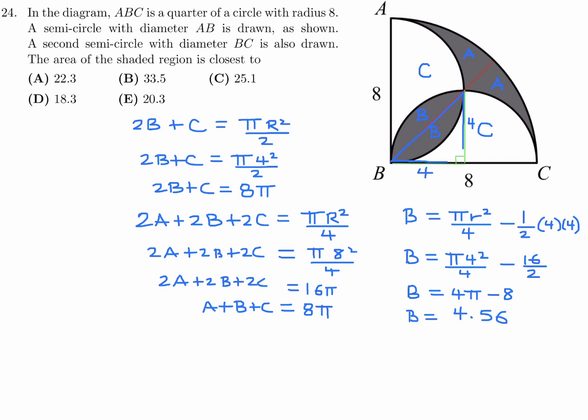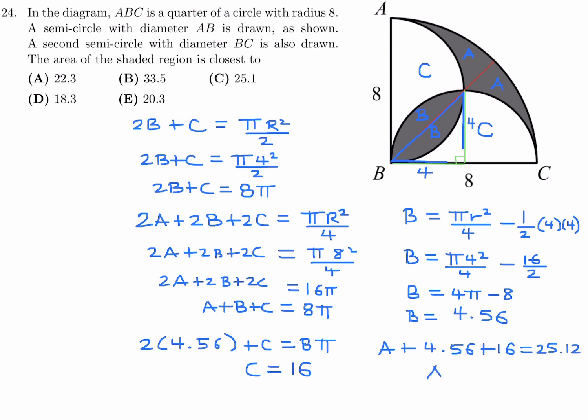And now I will take this equation and substitute in 4.56. So 2 times 4.56 plus C is equal to 8 pi. Pi is 3.14 approximately, and when I do that calculation, I get 16. And then finally, I can now use that to figure out A. A plus B plus C, well, B is 4.56, C is 16, and 8 pi is 25.12 if you use 3.14, and this calculates to 4.56.